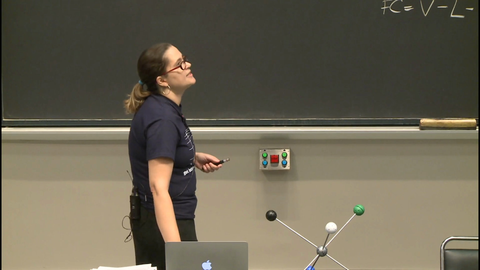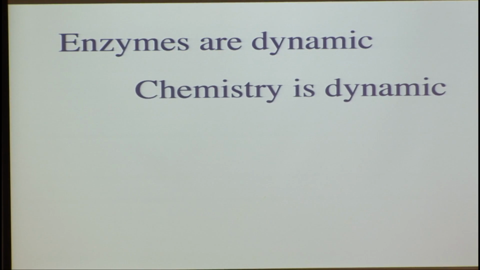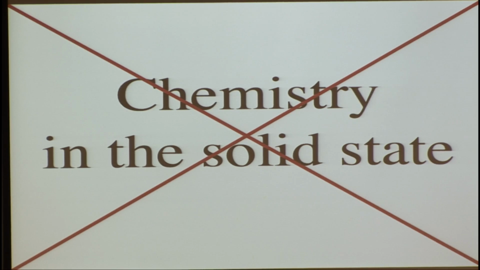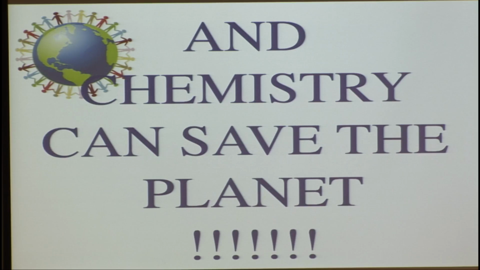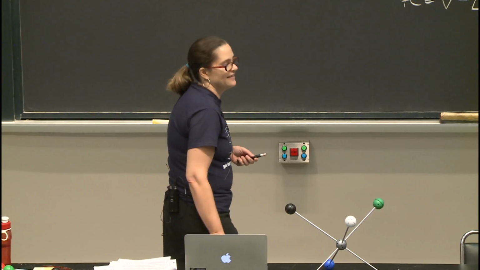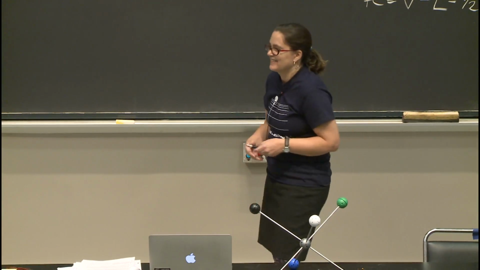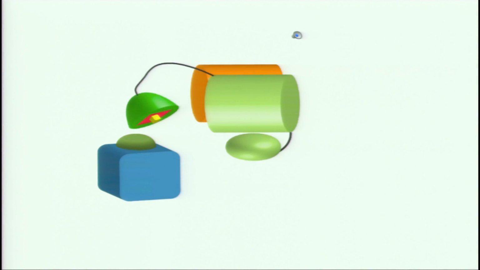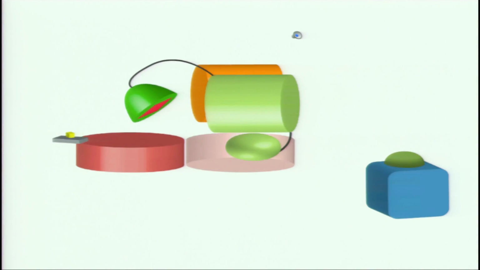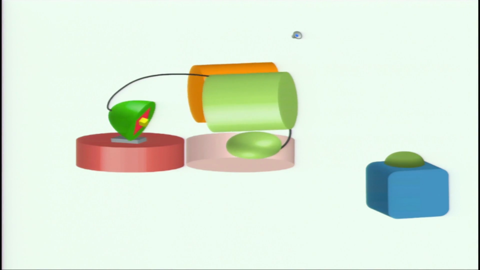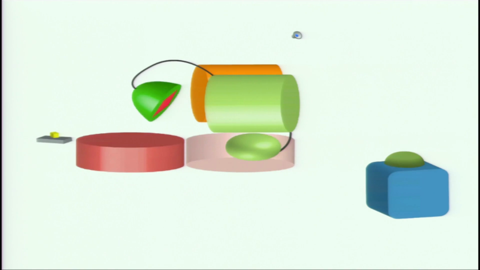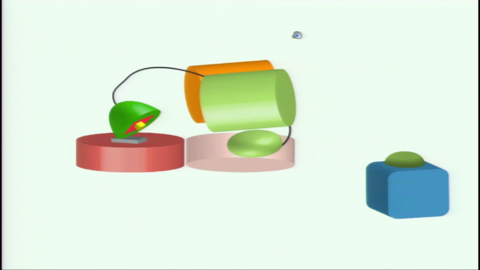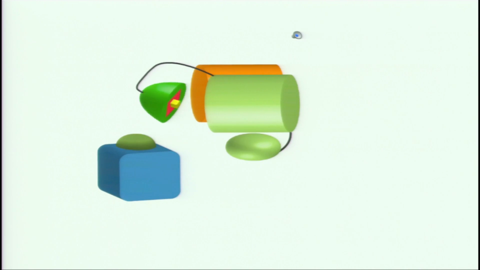So the important point is that enzymes are dynamic. Chemistry is dynamic. This is not about just chemistry in the solid state. Chemistry in solution is cool, and chemistry in solution can save the planet. So if you appreciate this, this is how we're going to make biofuels and save the planet.